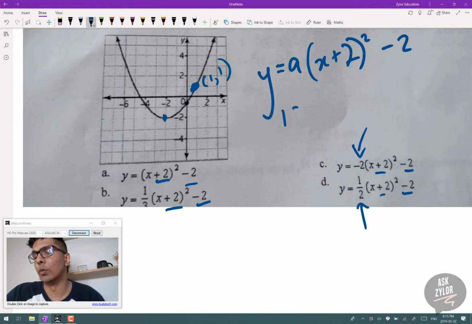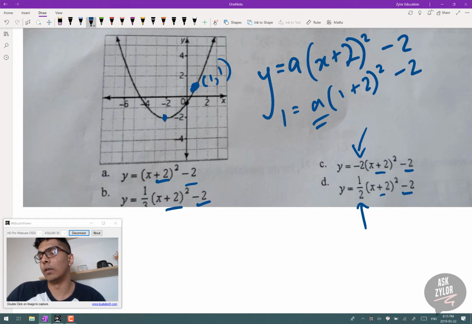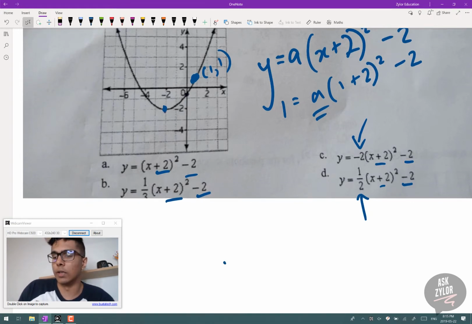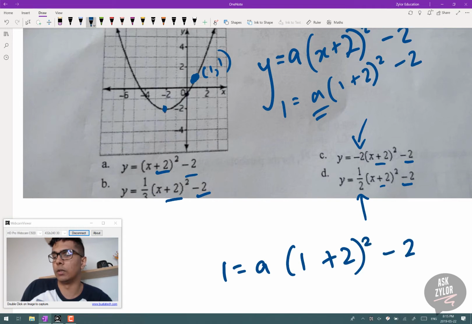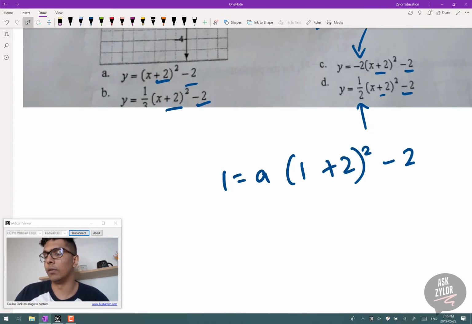So if I substitute 1 and 1 into this equation, I end up with squared minus 2, and then I can isolate for my a value. Right? So I'm going to rewrite this down here. So a(1 + 2) squared minus 2. So let's find out what that a value is.